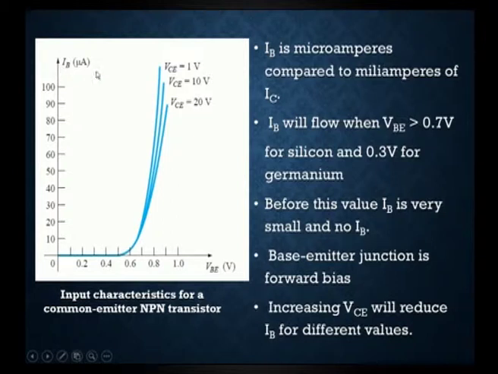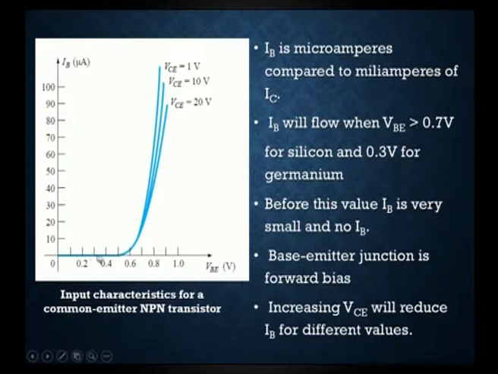Here IB is in microamps because IB is too small compared to IC. So, base current is very small for the common emitter configuration, and that is why it is measured in microamps compared to the collector current. And also IB will appear when VBE crosses 0.7 volts for silicon as the semiconductor material, or if it is germanium, when VBE is 0.3 volts.